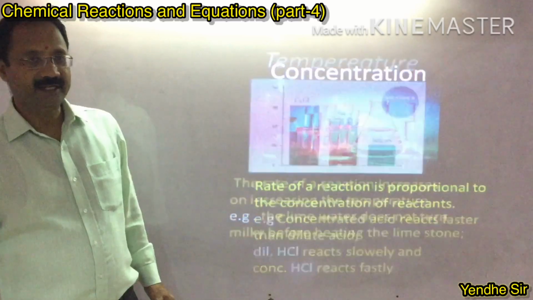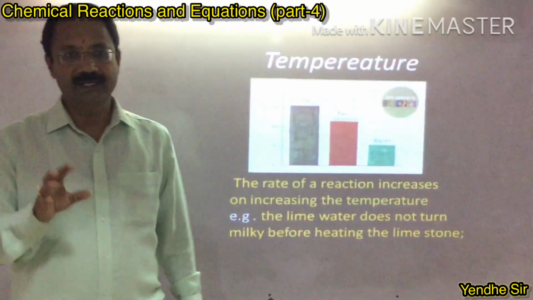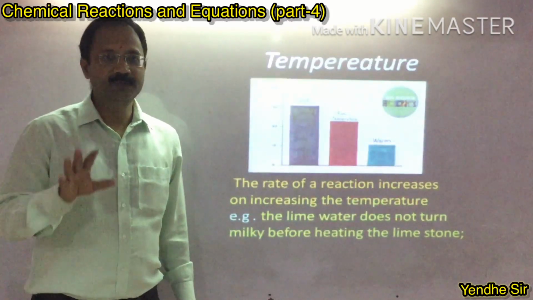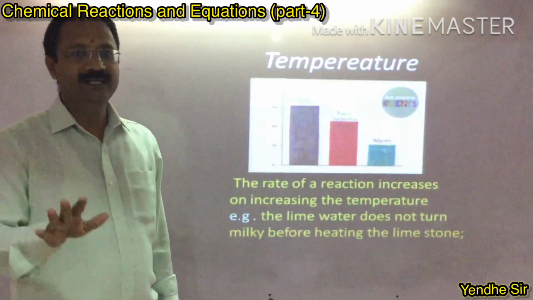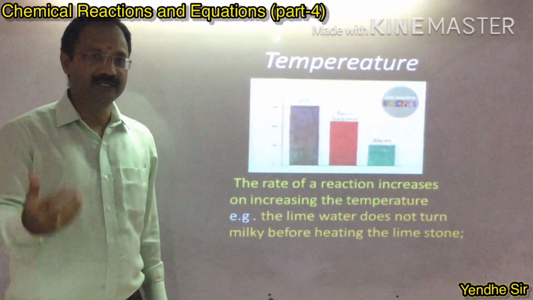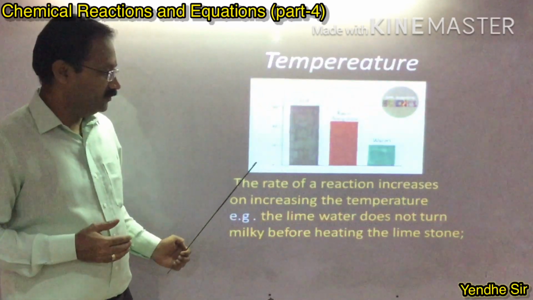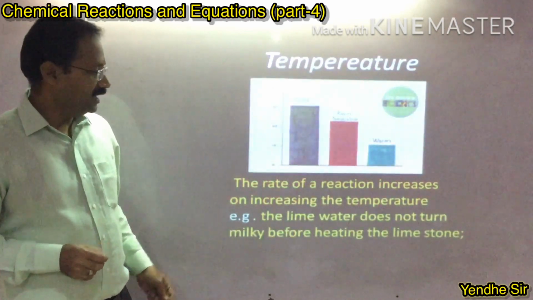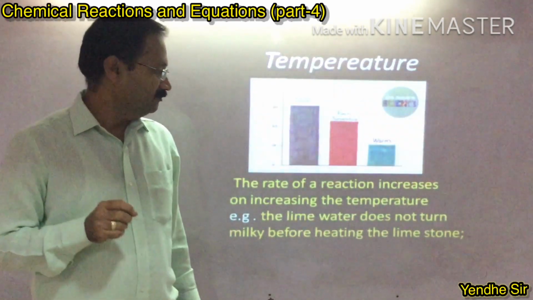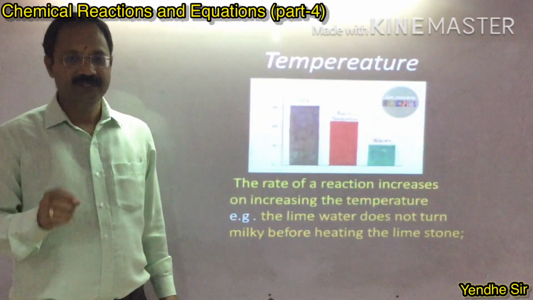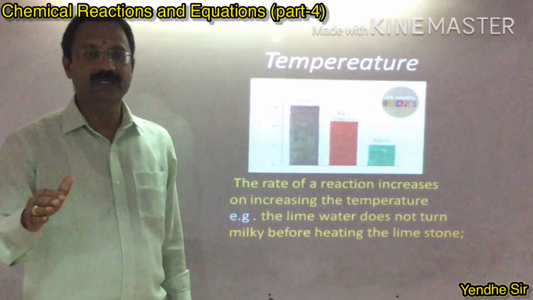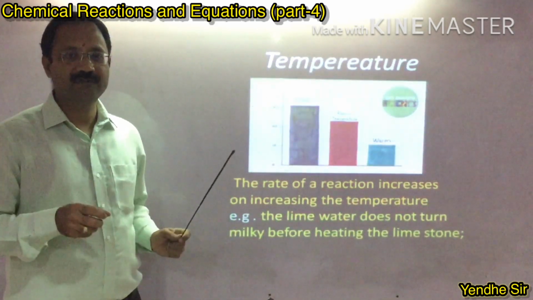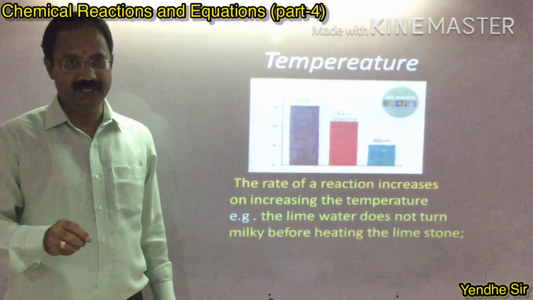Let's see the next point. The next point is temperature. It is also one important point. If you increase the temperature, then the rate of reaction will be increased. An example is that lime water does not turn milky before heating the limestone. It means you have to give heat, then it will turn milky. It means temperature also affects the rate of chemical reaction.